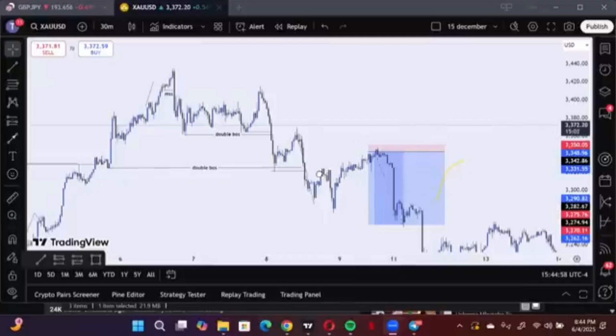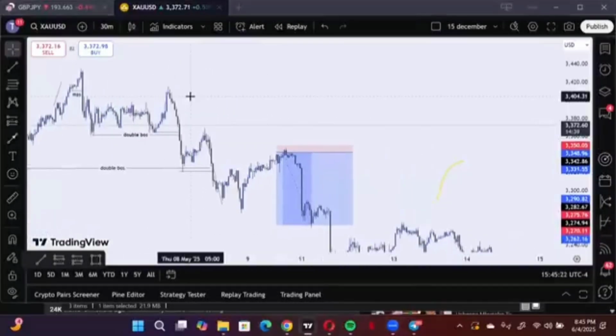So the inducement is the first pullback that the market makes after a market structure shift, a break of structure, or a double break of structure. That is what the inducement is. We only look for an inducement after you've seen a market structure shift or a double break of structure. This is what I mean.